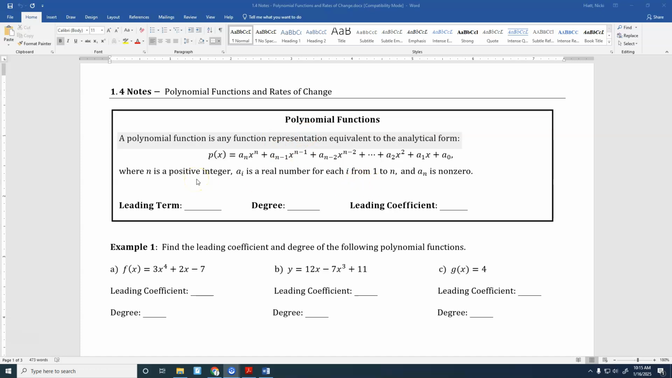I usually find that's really good because a lot of the topics that we do were the harder stuff from Math 3 that maybe you were a little shaky on anyway in that class. So polynomial functions. You learn about them in Math 3. A polynomial function is any representation equivalent to the analytical form, and then they give you this big, long mess of stuff here, where n is a positive integer, a sub i is a real number for each i from 1 to n, and a sub n is non-zero.